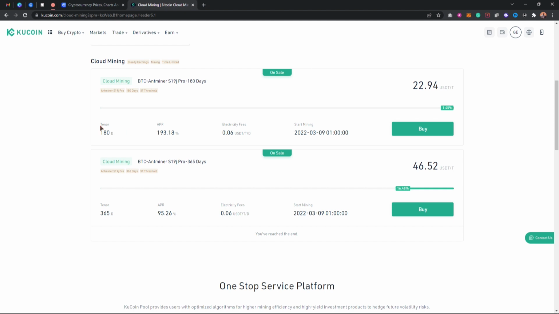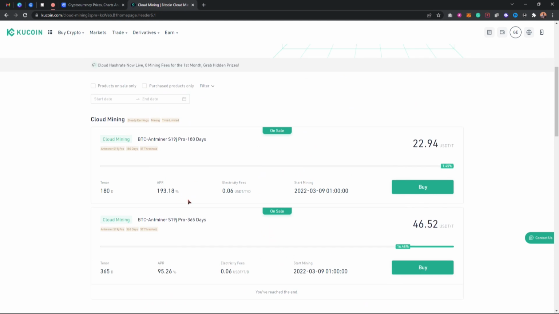As you can see, this tenor is the length, the duration of the cloud mining, this is APR, and this is electricity fees. This is when your mining is going to start. This is the first one, this is the second one, this one is about half a year, and this one is the full year. Right now they have only two machines, so depending on the one you want, you can just click on buy.